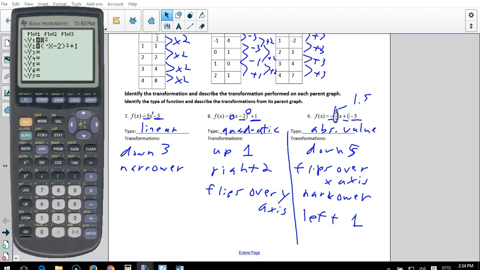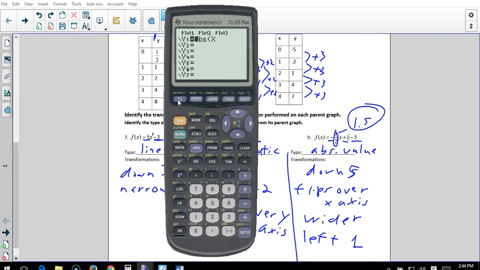And then number 9, again, absolute value. So that's under the math key, over 1, enter, and then x. Close parentheses on that. On yours, yellow ones, you just let it go. So there's your parent function. So now we go back to Y2.